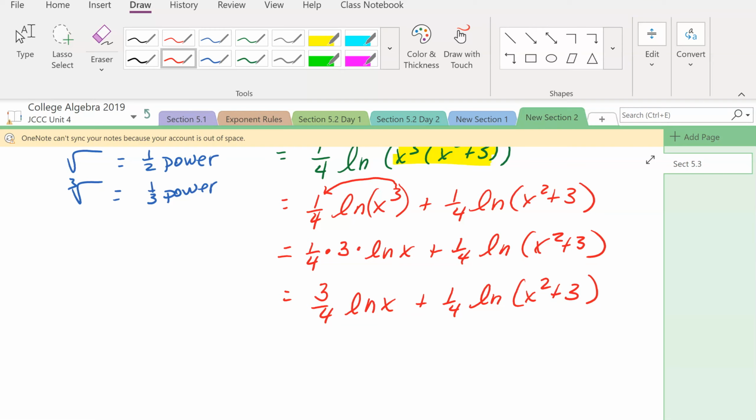Okay, yeah, 8th hour. Okay, so then you multiply those two fractions together, so you get 1/4 times 3, that's 3/4 natural log x, plus 1/4 natural log x squared plus 3.